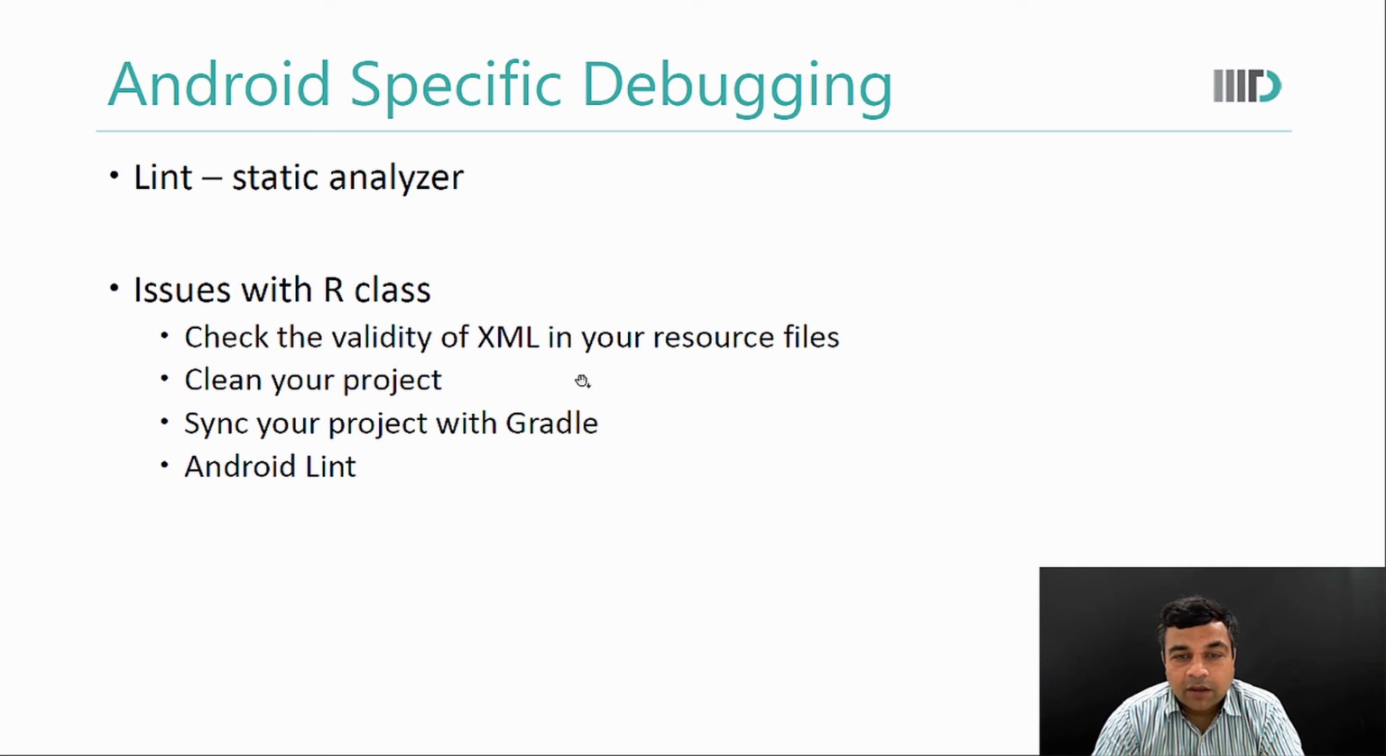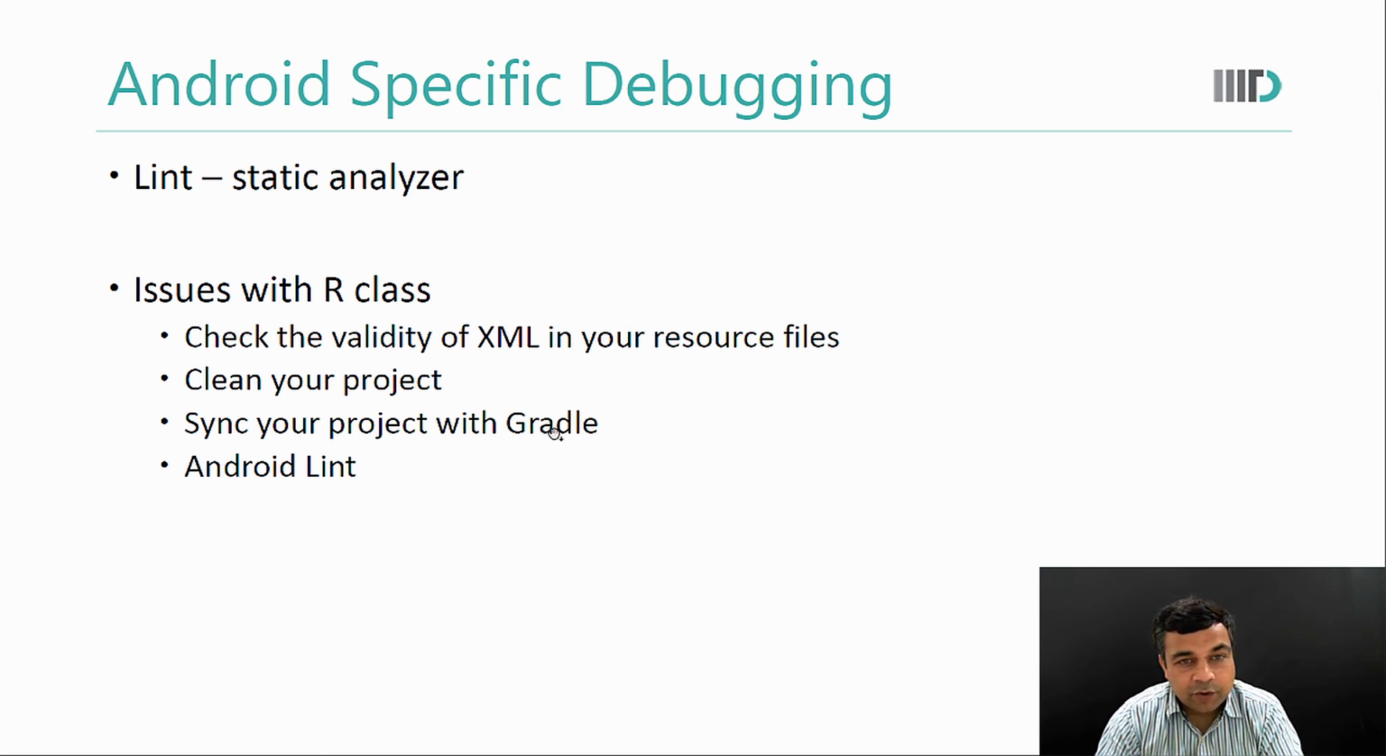Number one, the first step when you are getting a problem in R.java is to check the validity of your XML files. As you know, you define your resources in the XML files, and those resources will have a corresponding resource ID in the R.java file. Sometimes it's the validity of your XML file that is causing the error. So the moment you start getting errors in R.java, go back and check if your XML is valid or not. Some other techniques that you can use are to clean your project and rebuild everything from zero. Sometimes it gets rid of the errors.